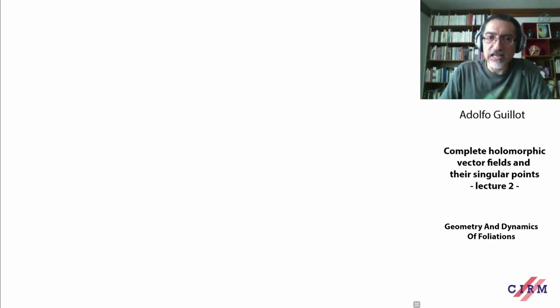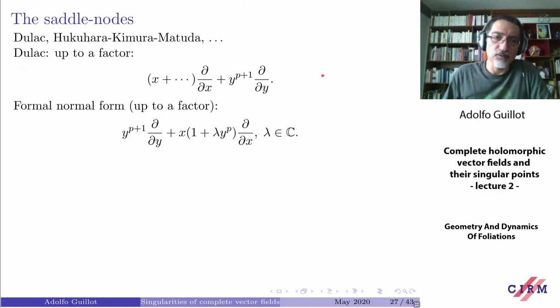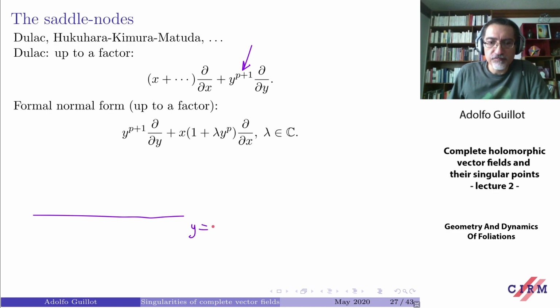Okay, so saddle nodes, we have studied them for a long time. Dulac made a very deep study, and then Fukuhara, Kimura, and Matuda made many more. There's a lot of work on the saddle node, and we understand it pretty well. So Dulac tells you that, up to a factor, you can holomorphically put your saddle node in this form. So when I see this right here, it means that I will definitely have y equals 0, that I'm drawing here. So this is the x-axis, y equals 0.